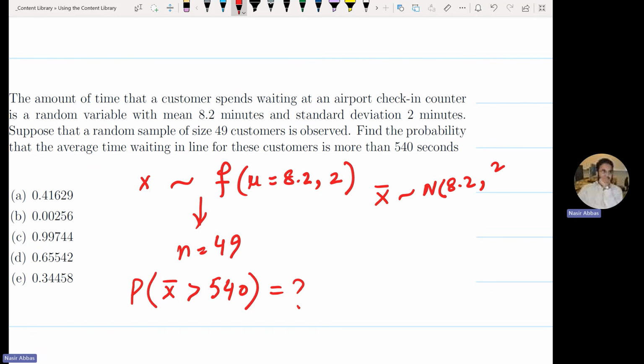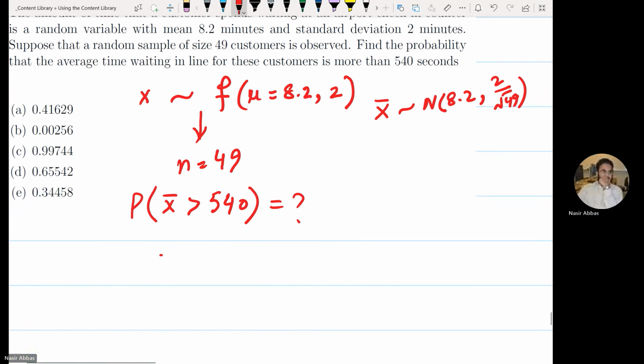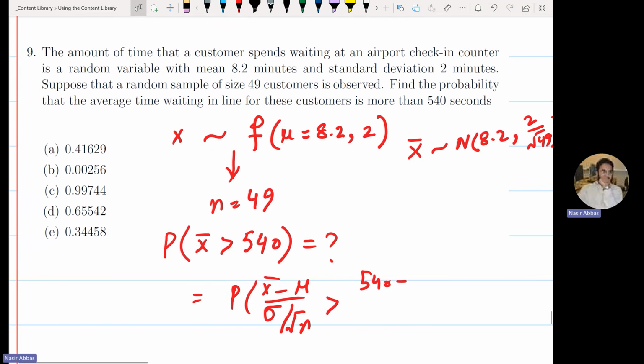And the standard deviation will be 2 over square root of 49. So convert it to Z. This will be probability X bar minus mu divided by sigma over root of N, 540 minus, one more trick. The question is about seconds and the mu and sigma is given in minutes. So convert the question into minutes. This is probability of X bar more than 540 seconds is how many minutes? 9 minutes.